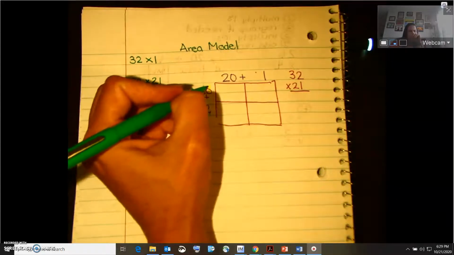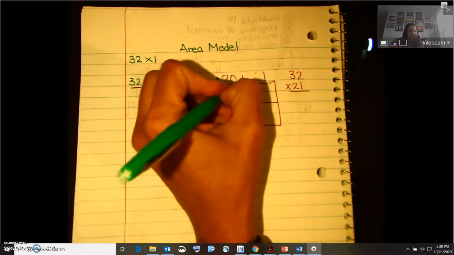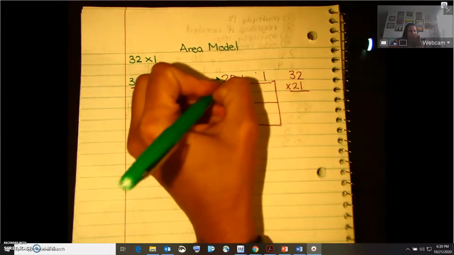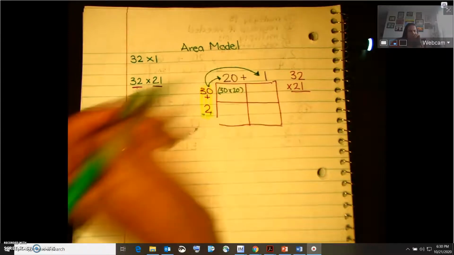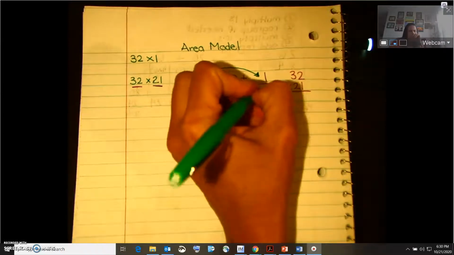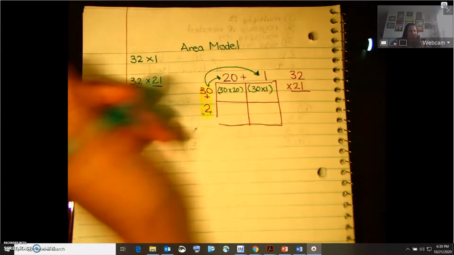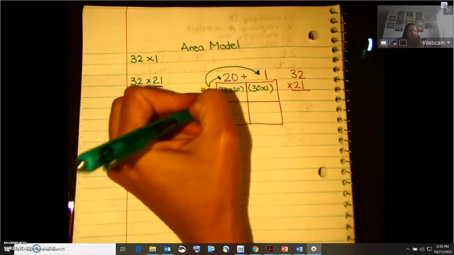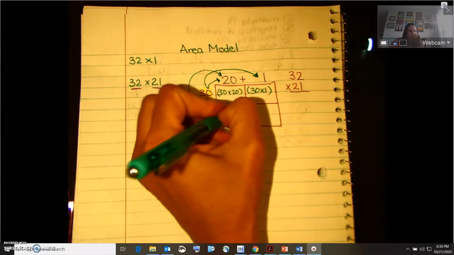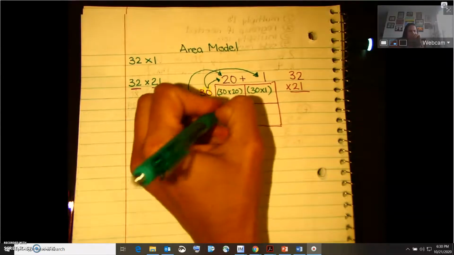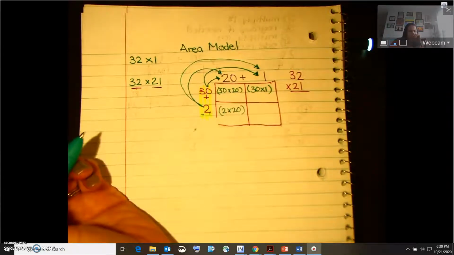So we're going to do 30 times 20. We're going to do 30 times 1. Now we have to distribute the other number. Now we are doing 2 times 20 and 2 times 1. So we're still distributing.